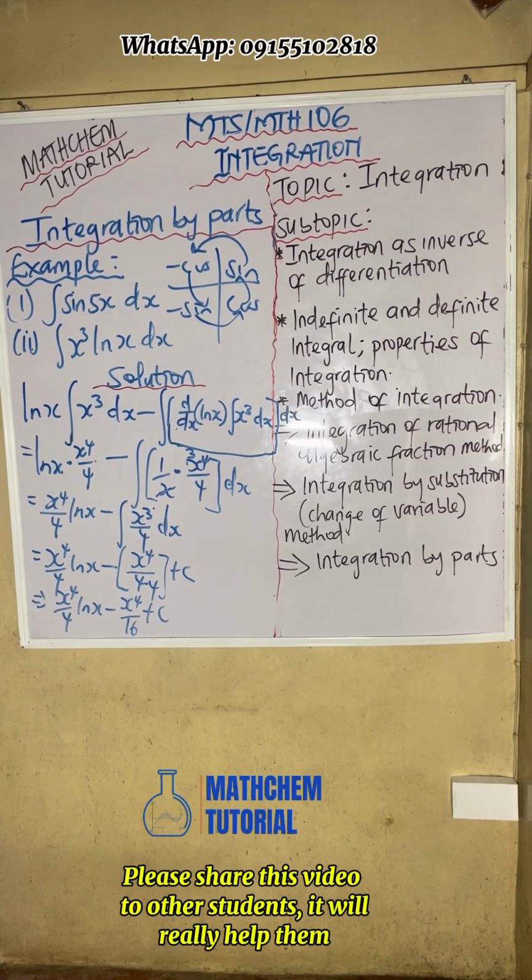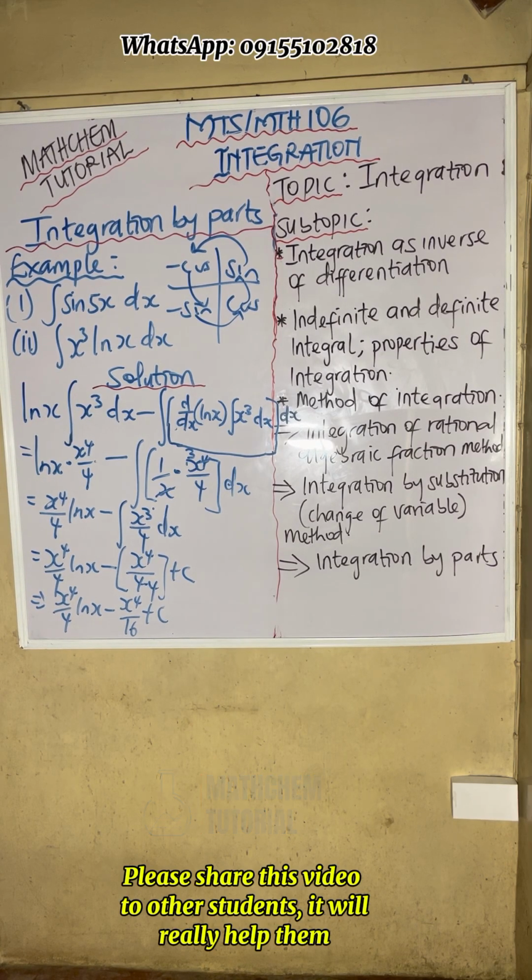Or probably you can just look for the LCM, which is 16, but it's okay for you to leave it like this. So the final answer we have here is x raised to power 4 over 4 ln x minus x raised to power 4 all over 16 plus c. So this is how to integrate by parts. We call it integration by parts. So we are done with all the methods I have on this board here.